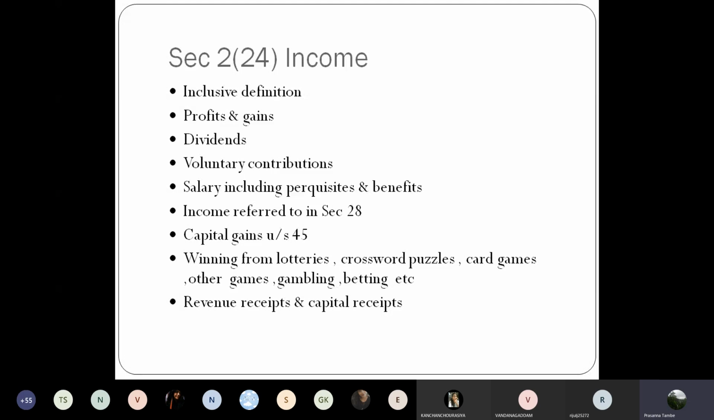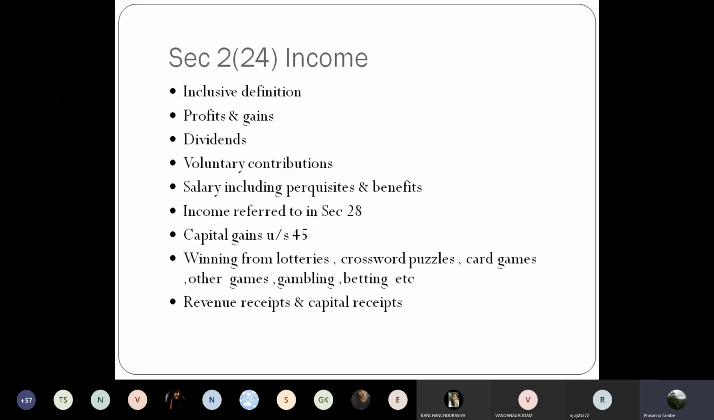Third is voluntary contributions. Voluntary contributions are basically donations. This word is used in the context of charitable entities who receive donations, which are actually voluntary contributions. There is no compulsion. People give these donations on their own. So these are known as voluntary contributions, which we commonly call donations. Even such donations received by a charitable trust are part and parcel of income.